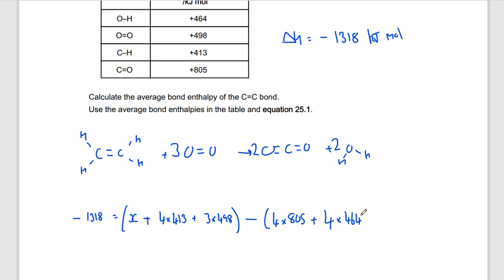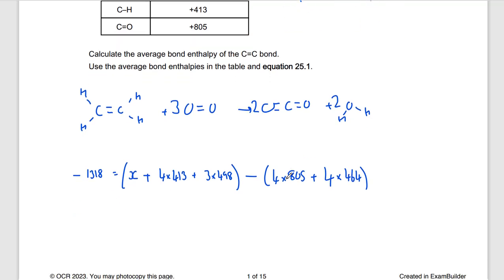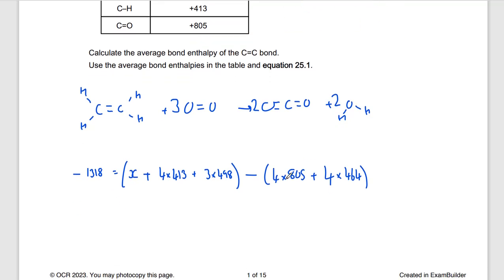So that's how it works at the moment. We just need to simplify this, and we can do so. I'll simplify the right hand side first. So 4 times 805 plus 4 times 464. It's a big number, so this is 5076. And on the other side, I'm going to simplify everything apart from the x. So 4 times 413 plus 3 times 498.